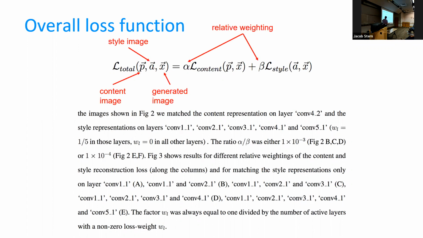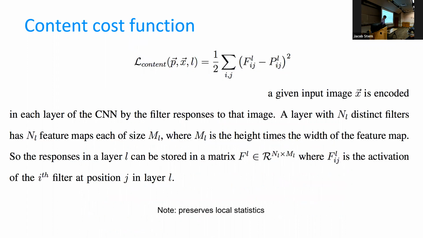So what do these things represent? P is our content image, A is our style image, and X is the generated image. And so the content loss will be a function of the generated image and the content image. Style loss will be a function of the generated image and the style image. So this is our content loss.